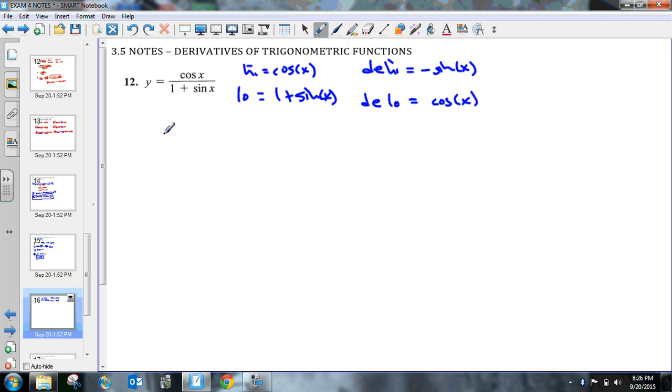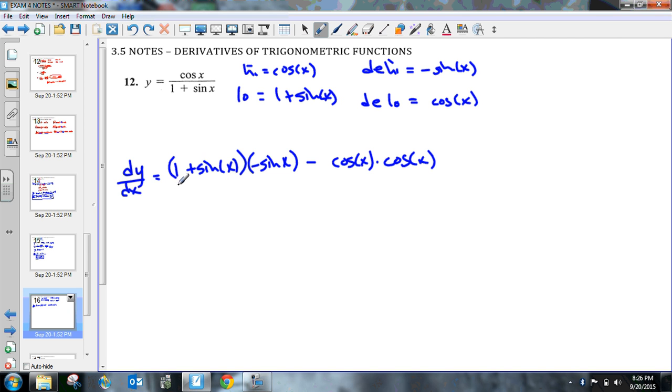Okay, so let's go ahead and apply our quotient rule and find dy dx. So I've got my low function, so low d high minus high d low over low low is going to give me 1 plus sine of x, and that's a quantity, okay, times the derivative of my high, so that's negative sine of x, minus the high function, which is cosine of x, times the derivative of the low, which is cosine of x.